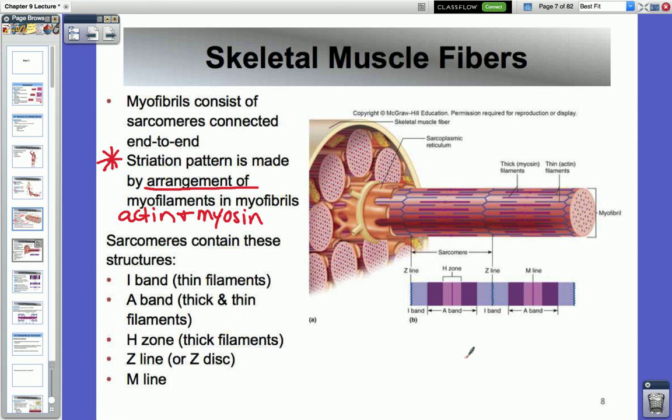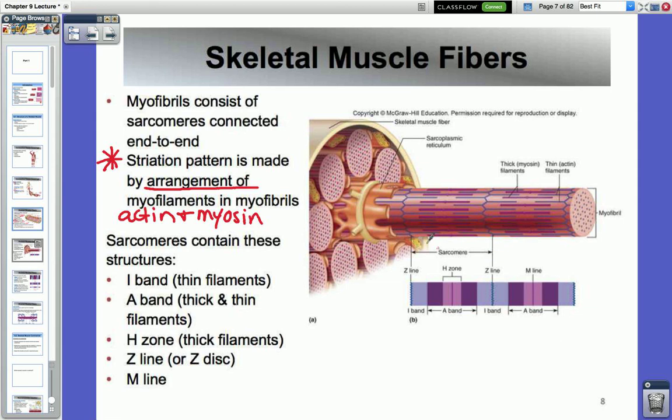And so within a sarcomere, that structure that we call a sarcomere, again, that is what causes those stripes and striations. We have a couple of different features or structures within it. The very first one is an I band. If we're looking at one sarcomere, just FYI, it is from one little zigzag line here to another zigzag line. So this is going to be one whole sarcomere.